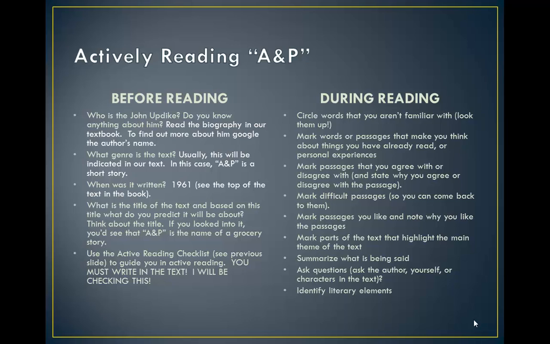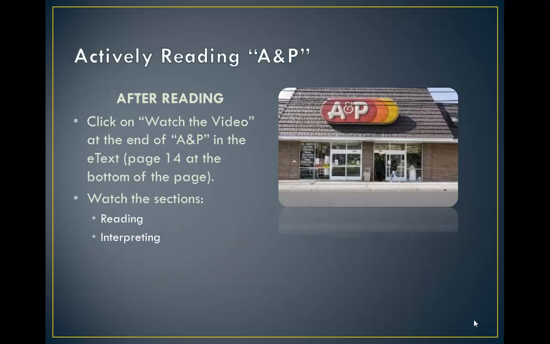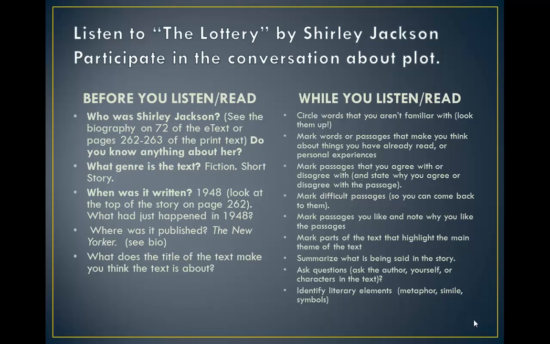Finally, if you see any literary elements, such as metaphor, simile, symbol, I want you to try to identify them. This is not required at this point because we haven't learned them all, but it's something you should be thinking about. All right, after you read A&P, I want you to click, at the end of the e-text, there's a link to watch the video. It's on page 14 of the e-text. I want you to click on that link and watch the sections reading and interpreting. They're short videos that talk in more detail about the text.